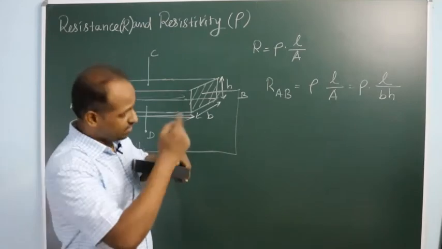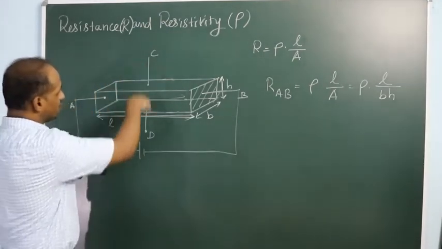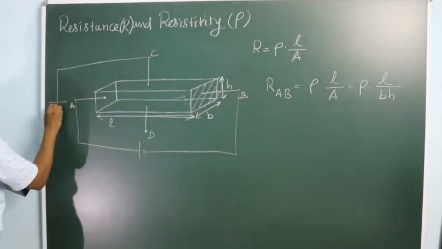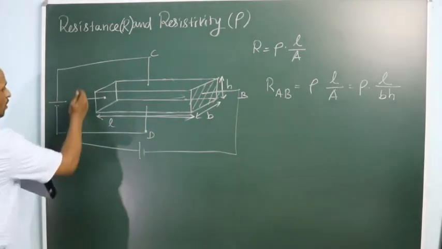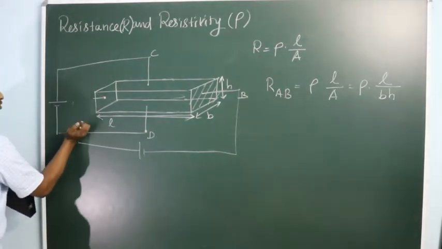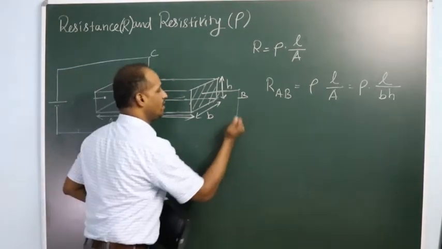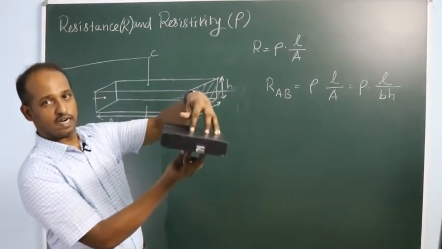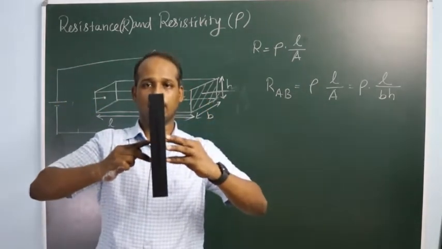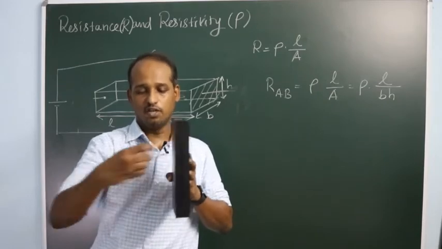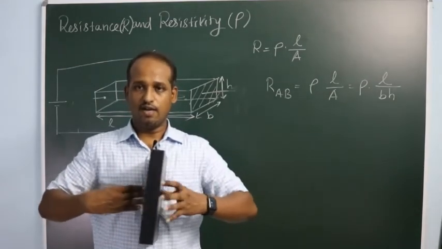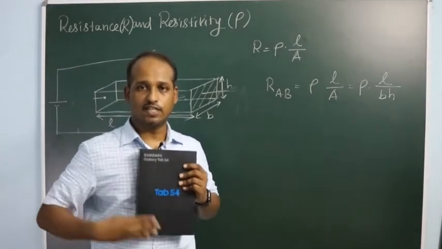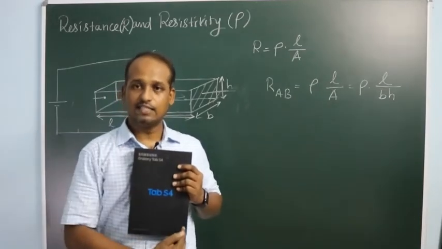So B into H. But when you connect across CD, you have to connect a battery here like this. So now you have to remove this. When the wire is connected across CD, this way you are connecting. We know that already this is H. So when you connect the battery across this, the length of the path the current travels is only H, and the area of cross section is, this is L and this is B, LB.